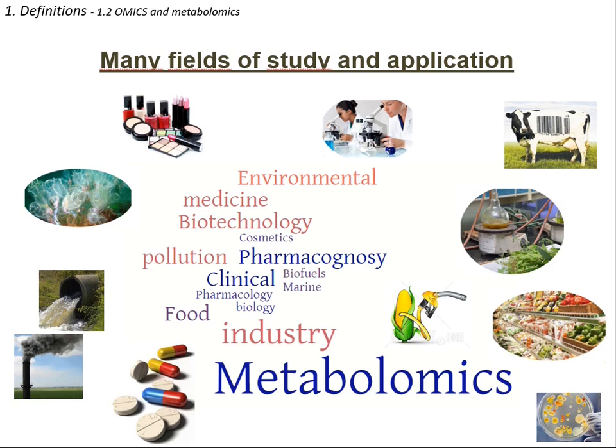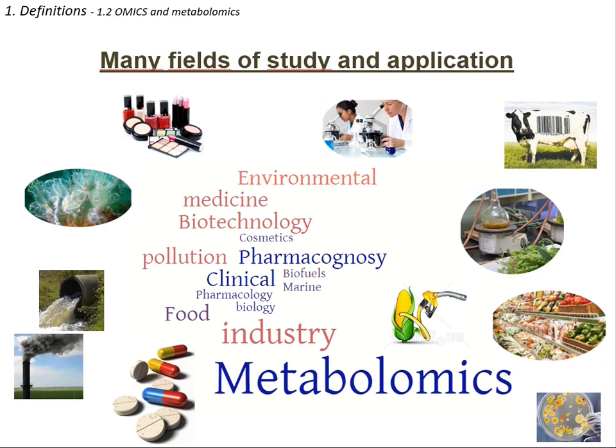One difference between metabolomics and the other omics concerns the many fields of study and application. Genomics and transcriptomics mostly concern research, medical research for example, and environmental research as well. But metabolomics is also very important in many industries, because metabolites are nutrients. We find them in food, and they are very important for nutrition.